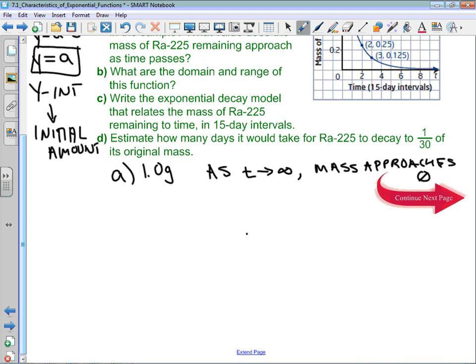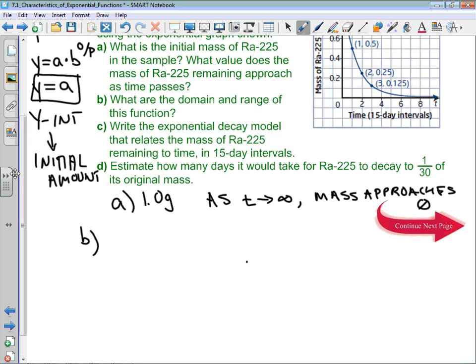All right, so B wants us to talk about domain and range, but they've given us a graph for that. The domain is in terms of t, and the variable t is greater than or equal to 0 and any real number. Now, you could argue that we're talking about that for infinity, and will the universe be there for infinity? Who knows? But certainly based on the situation, that's an appropriate domain.